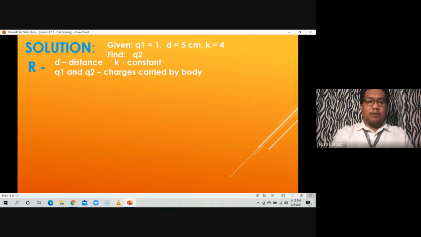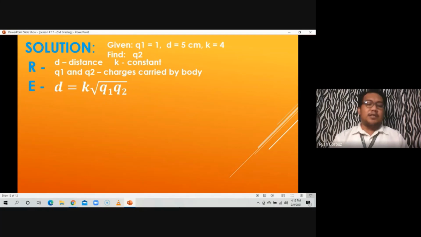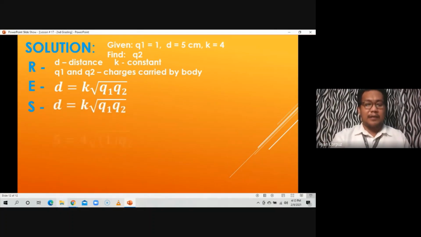Then let's have the equation. The equation is already given in the problem. The equation is D is equal to K square root of Q sub 1 times Q sub 2. So what we are going to do to solve the problem is to substitute the givens in the problem. So substituting, D, which is 5 centimeters, is equal to K, which is 4, times the square root of Q sub 1, which is 1, times Q sub 2.